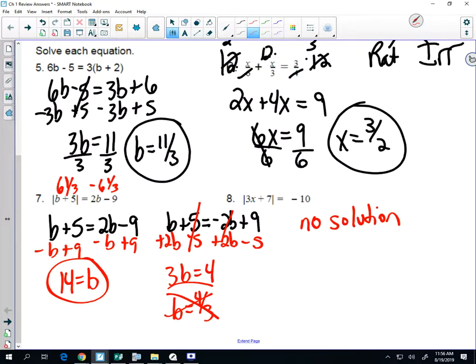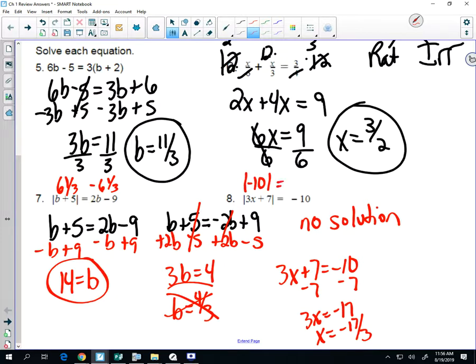If you don't recognize it and you set this up and you solve it, your answers are not going to work, okay? So I'm not going to promise that these are going to be pretty answers, because you're going to get 3x equals negative 17. You're going to get x equals negative 17 over 3. And so when you plug that back in here, you're going to get negative 17 plus 7, which is negative 10. But the absolute value of negative 10 does not equal negative 10. And so your answers don't work, okay? So I'm not going to do the second one, but it's not going to work either, all right? No solution.